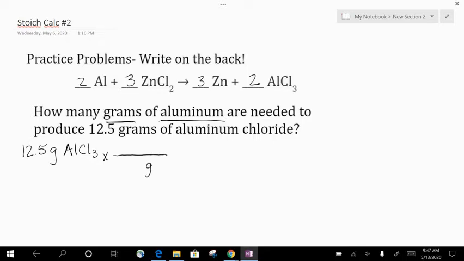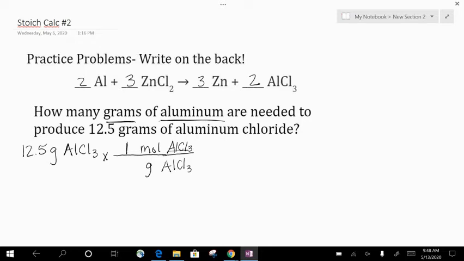Grams go on bottom because that's what's on top, and moles here. Remember, it's really important to put in your labels, especially in stoichiometry problems, because we're constantly converting from one substance to another. So now I need the molar mass on the bottom, and that's going to equal 1 mole. So I'm going to do aluminum plus 3 chlorines. So that is 27 plus 35. I'm using 35 as my molar mass for chlorine.